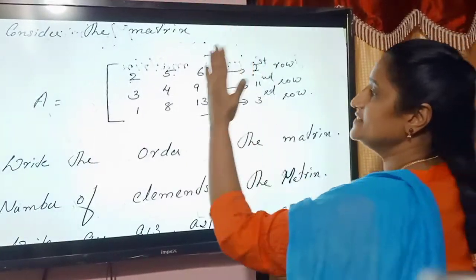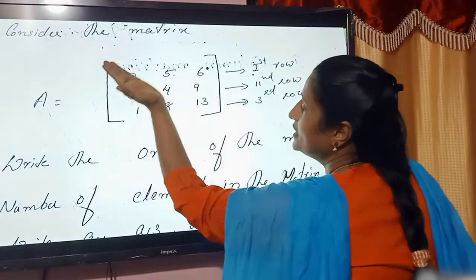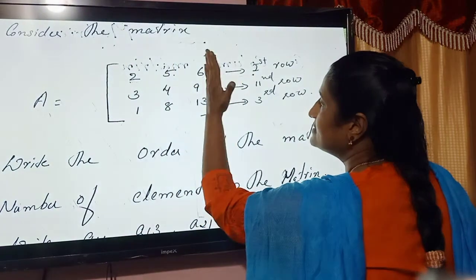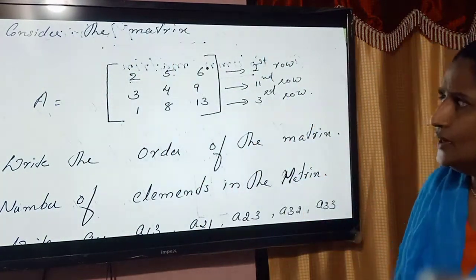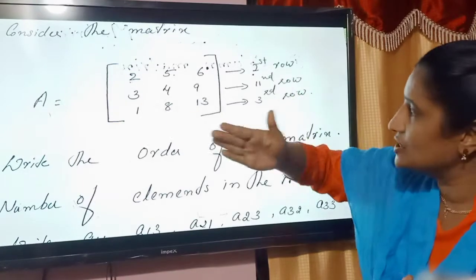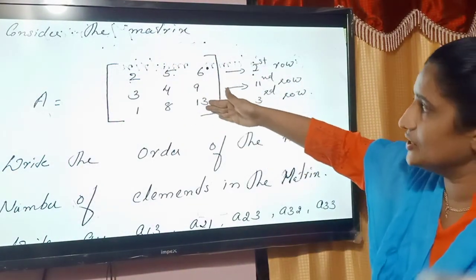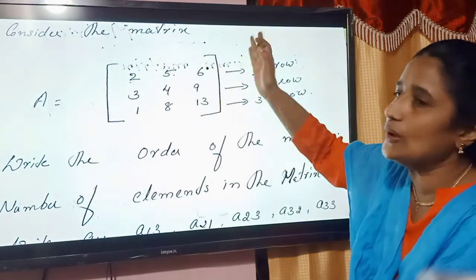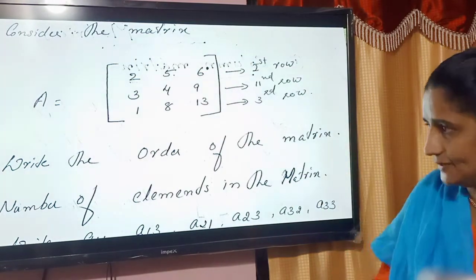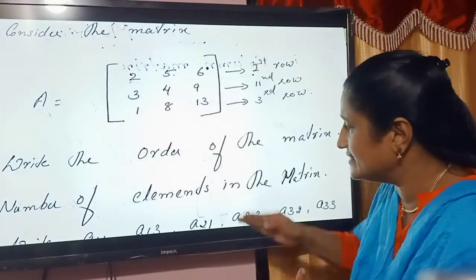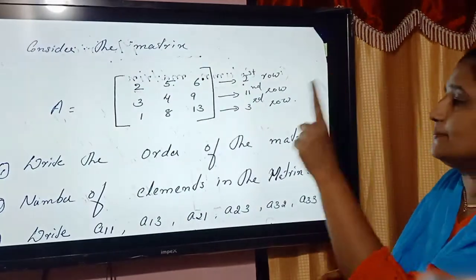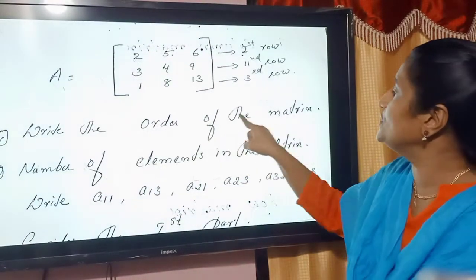Similarly, this is the first column, this is the second column, and this is the third column. Now, altogether, how many elements are here? 9 elements, no? 3 rows and 3 columns, 3 into 3 is equal to 9. Now, our question has 3 parts. First part: write the order of the matrix.